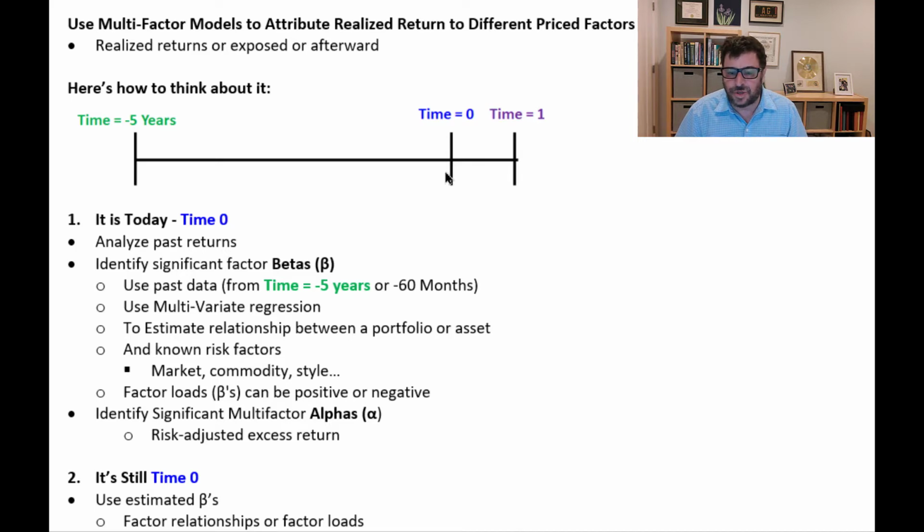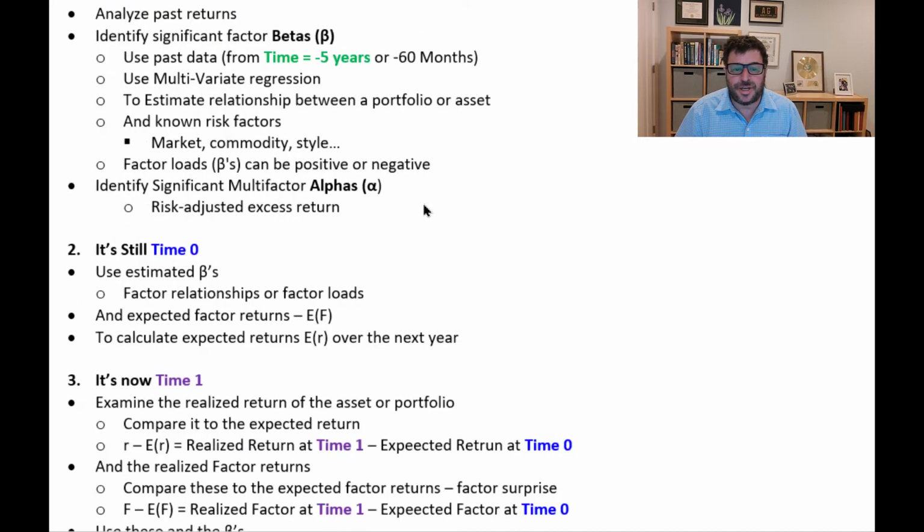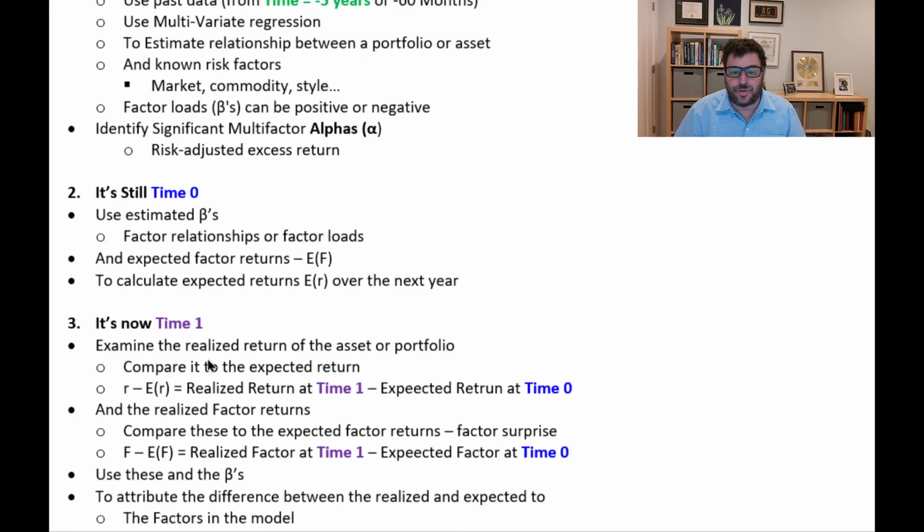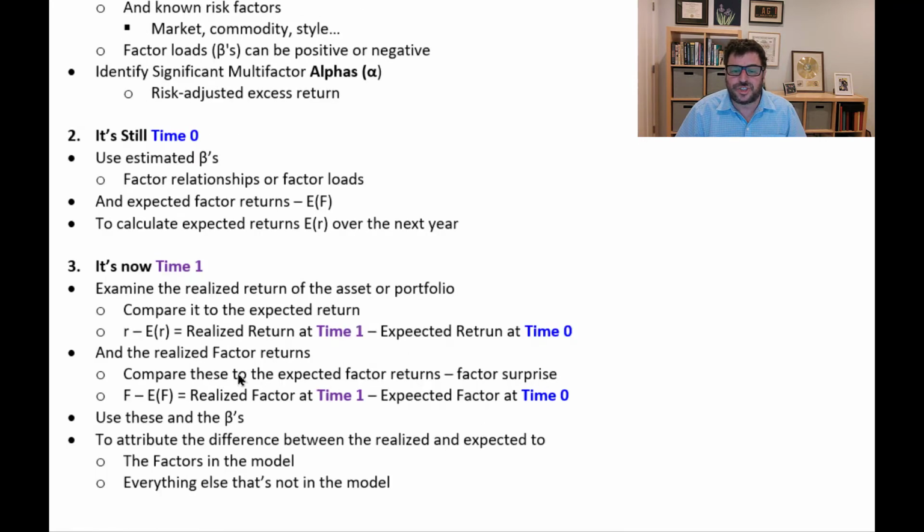So it's still time zero, we've identified our betas, but now we can use our factor relationships or factor loads and the expected factor returns to calculate the expected return of the stock or portfolio over the next year. And then finally at time one, this is the third step, we've now realized returns. We can examine the realized returns of the asset or the portfolio, and compare it to the expected return at time one. And so we can calculate the return surprise, essentially.